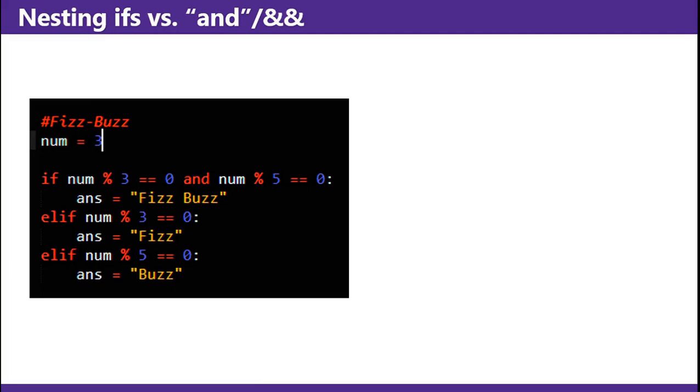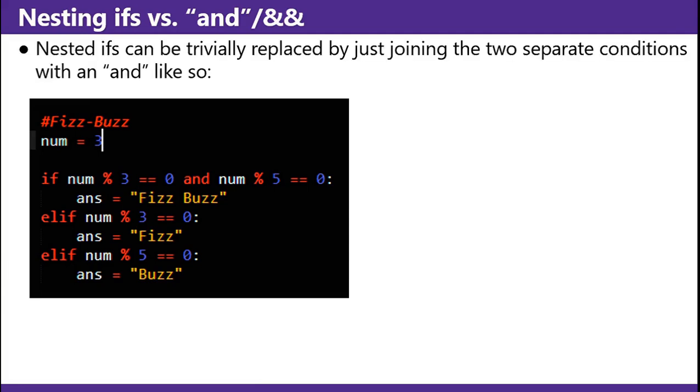Nesting ifs versus ands, or the double ampersand. Nesting ifs can be trivially replaced by just joining the two separate conditions with an and, like so. In this example, if the number is a multiple of 3 and it's a multiple of 5, the answer is Fizzbuzz. Else, if the number is a multiple of 3, the answer is Fizz. Else, if the number is a multiple of 5, the answer is Buzz.